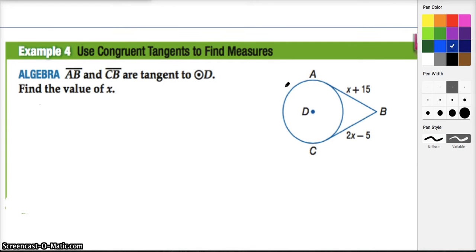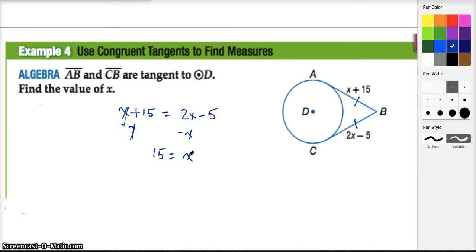I love these examples. They fit right into the theorem that we just learned. So we're going to use congruent tangents to find the measure. So given this circle, the fact that these two are tangent, we know that these two are equal, then we can solve by setting the two expressions equal to one another. So you guys see what we're doing? You know what this is. We're going to solve for x.